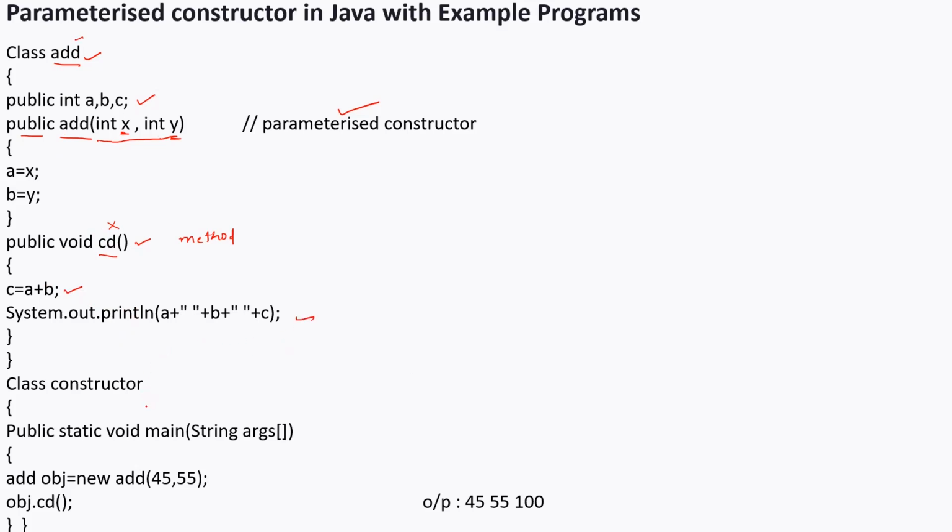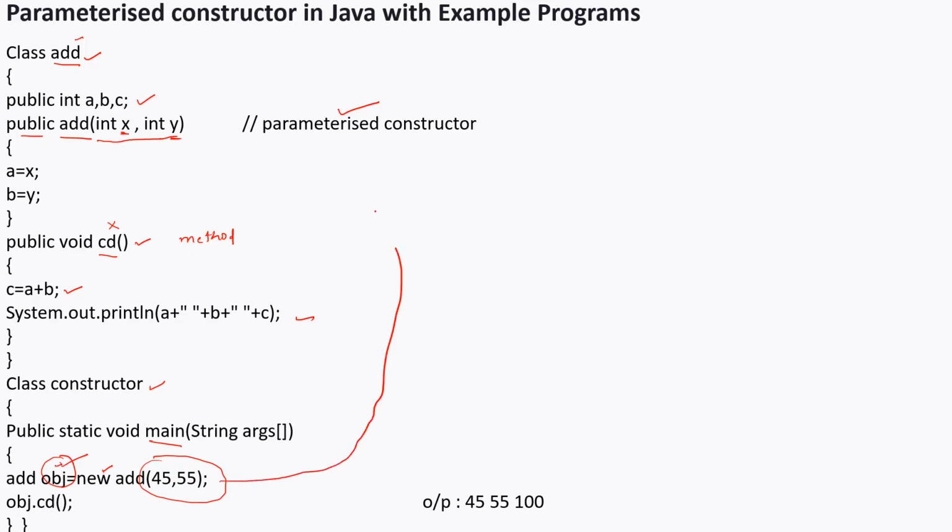Now I need to create a main function as well as an object, right? So in the class, I've declared a main function here. Now I have created an object for the parameterized constructor. Add obj equals new add. While creating the object itself, I need to pass the values because the constructor gets called automatically. Either you can pass variables or you can pass values. Right here, I've created the object. When I'm creating the object, I've taken 45, 55.